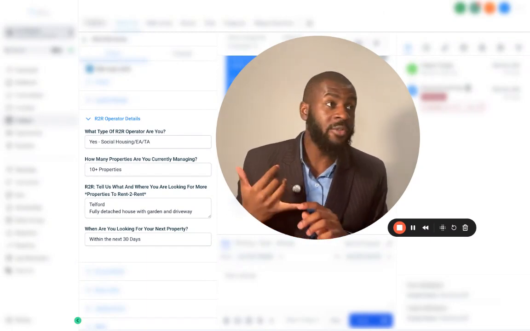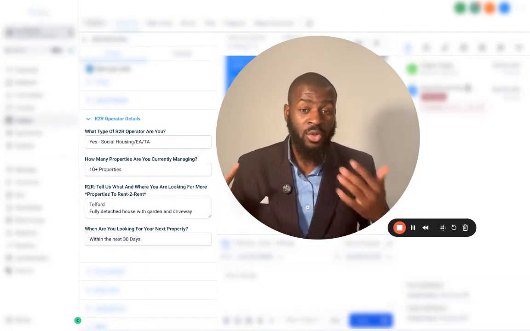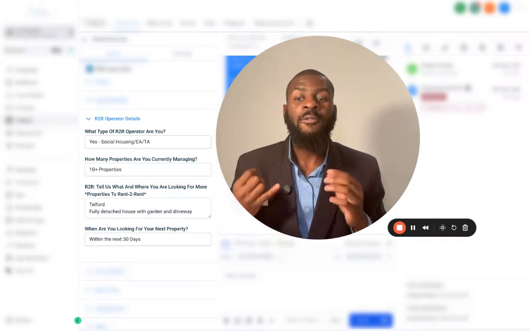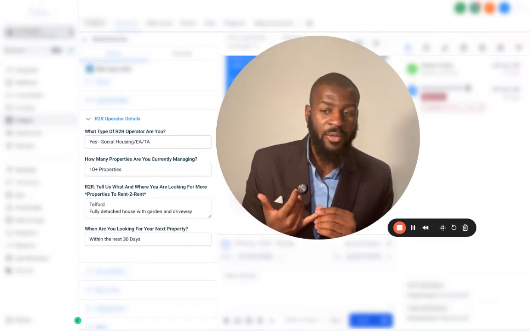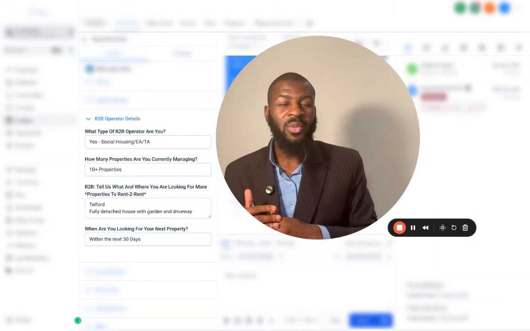Properties. Telford. Now, if you don't know Telford, and you know Telford because I've sold so many properties, it's in Manchester. Fully detached houses with garden and driveway. When are you looking for your next property? Within the next 30 days.